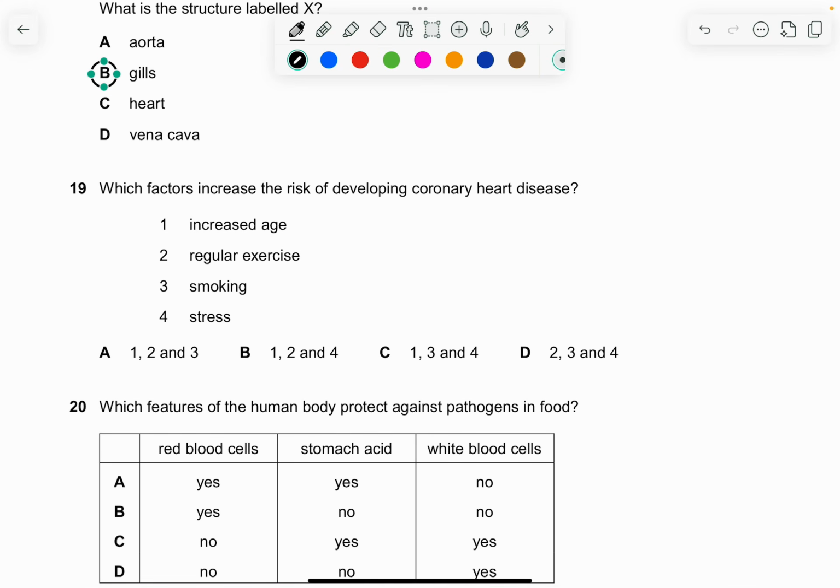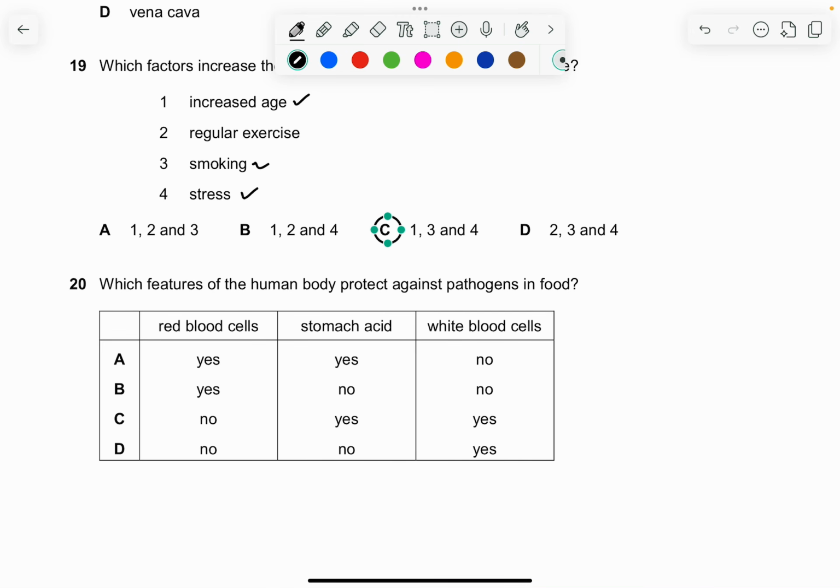Question 19. Which factors increase the risk of developing coronary heart disease? Of course, first of all, increasing age. If you smoke or are stressed, you're definitely at greater risk of coronary heart disease. Regular exercise definitely won't be a cause of this disease.